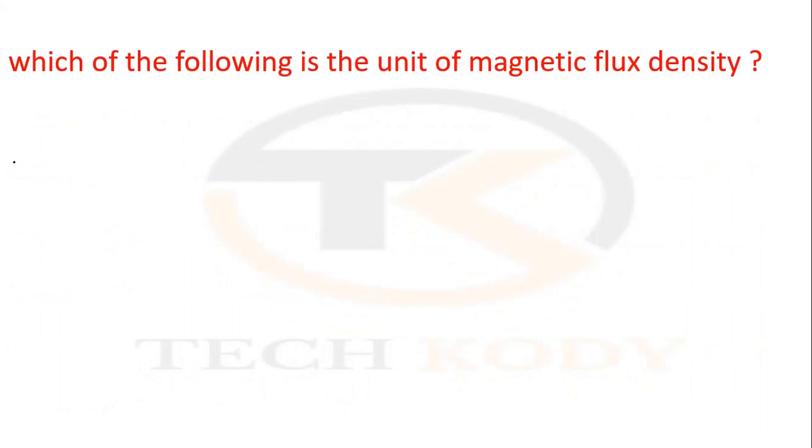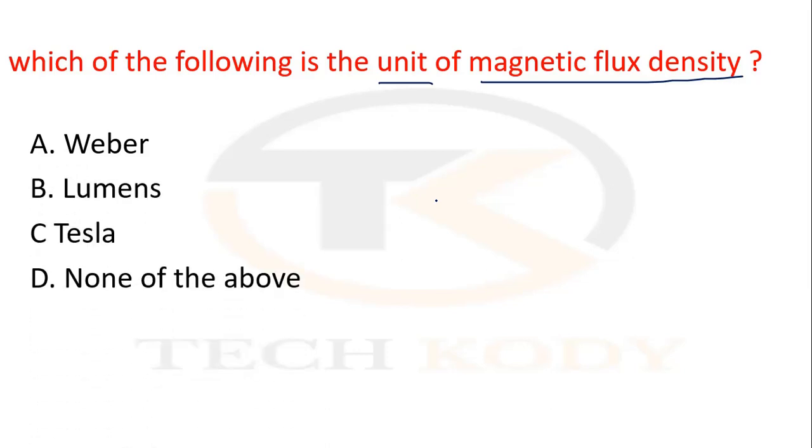Which of the following is a unit of magnetic flux density? While reading the question, you can pick out the important words like this, and you can easily answer the question: unit of magnetic flux density. The options are Weber, lumens, Tesla, none of the above. The unit of magnetic flux density is the Tesla. It is easy to remember that Tesla is also an electric car, but in our topic, remember that the unit of magnetic flux density is the Tesla.